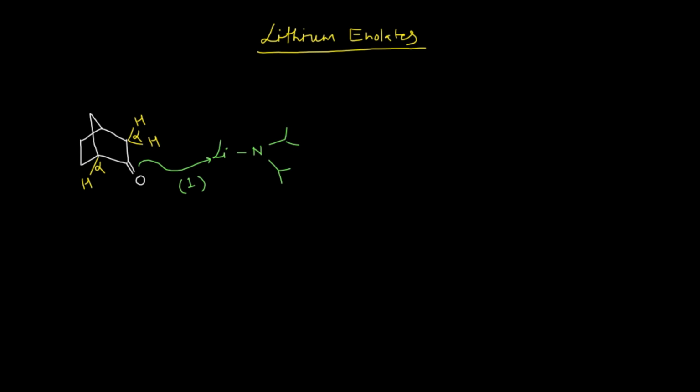The carbon-oxygen double bond will actually attack the lithium atom and grab the lithium atom from there. And then this negatively charged nitrogen will grab one of the hydrogens from here as a proton, and this bond will be pushed back into the cyclic system. Okay, and then you will have your lithium enolate, right?